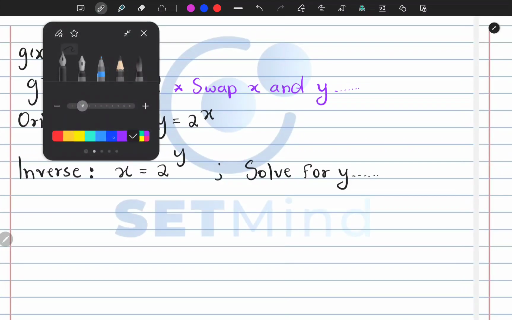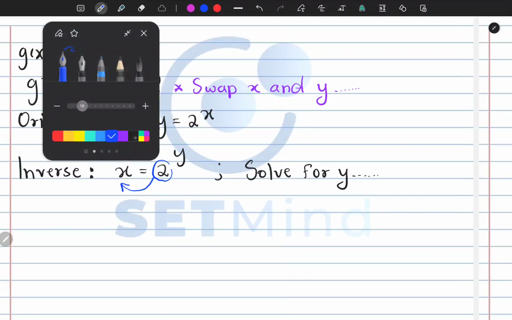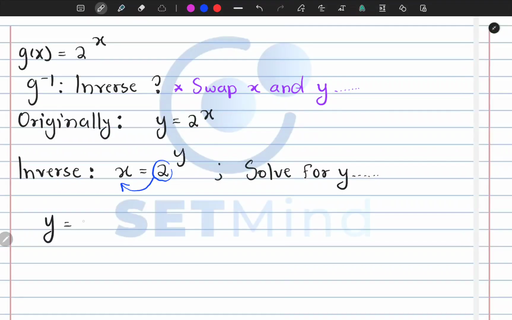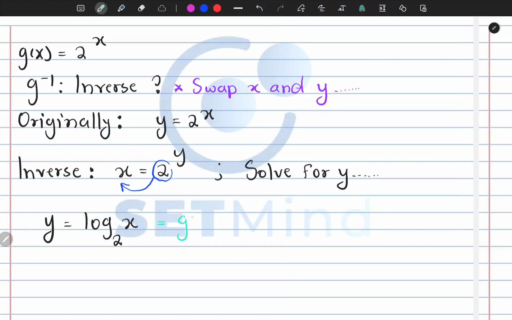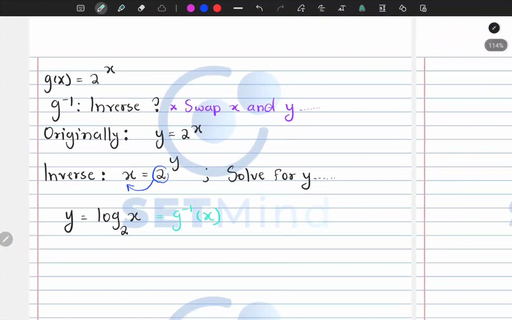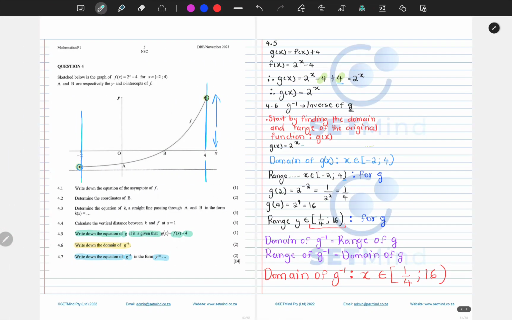So if you remember your log laws, whenever you have a base like this, you can just introduce log, and that base becomes the base on the other side. So essentially we'll have y equals log with base 2 of x. So this is what they were looking for, and this is the inverse of our original function g. So make sure you remember that when looking for the inverse, you swap x and y, then you solve for y. And just like that, you would get all these marks which are here.